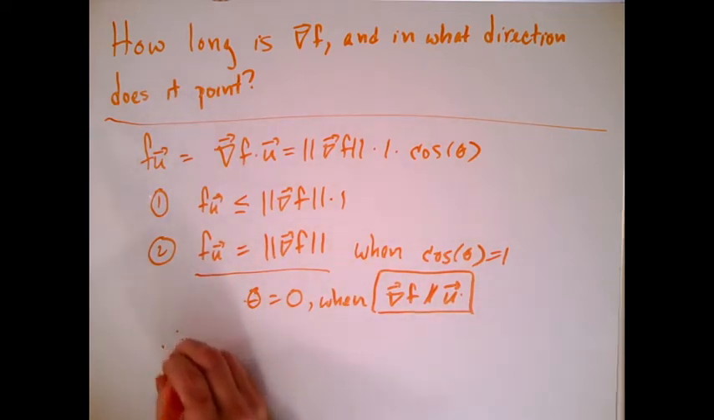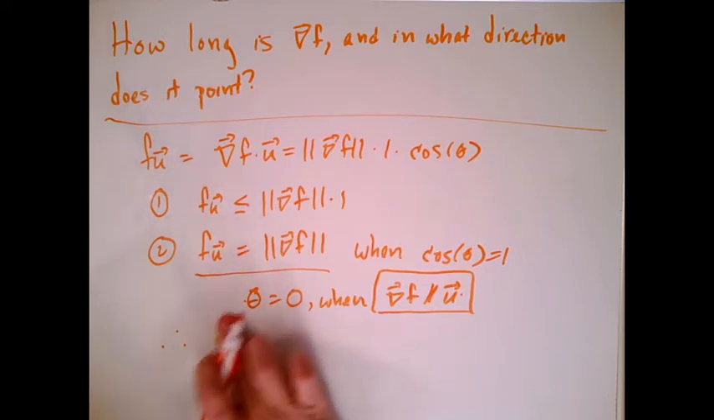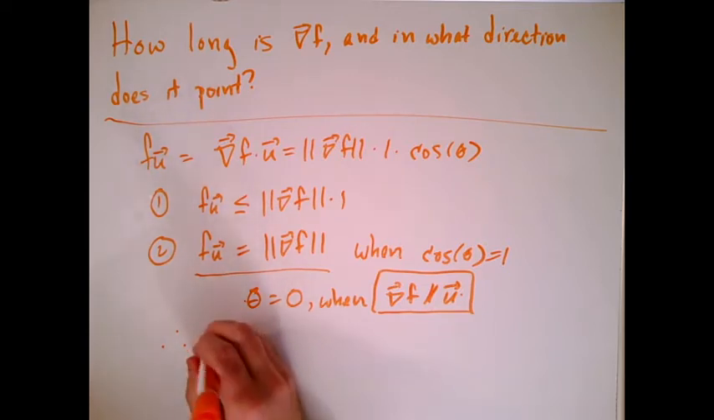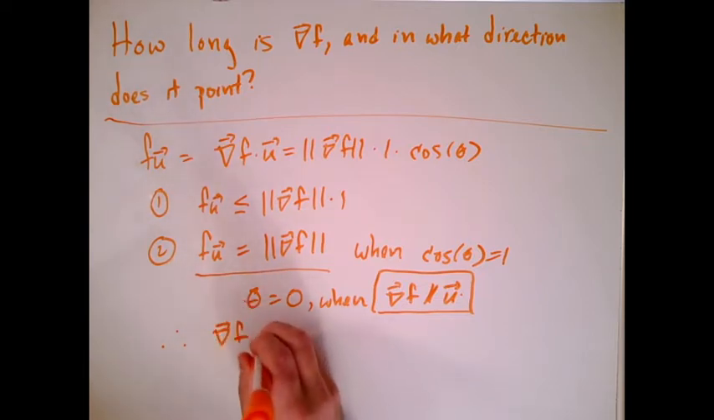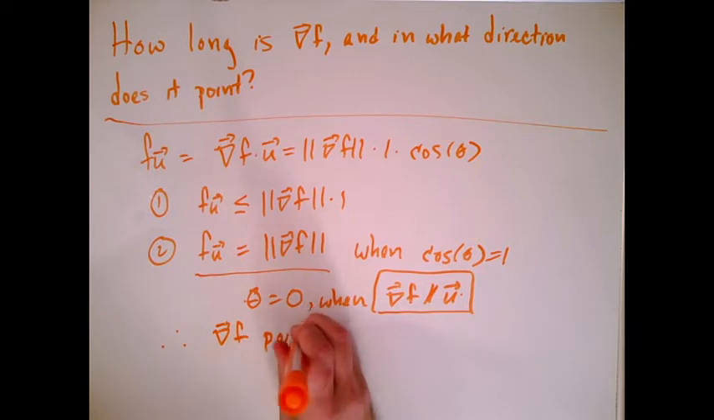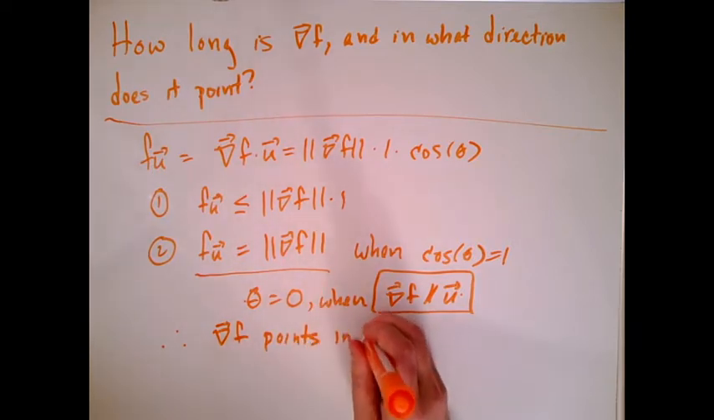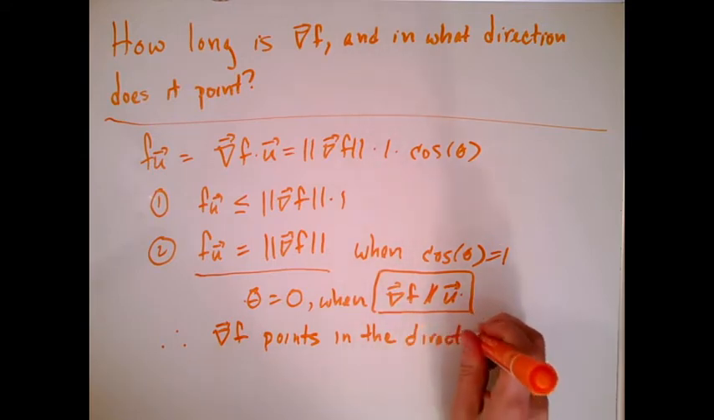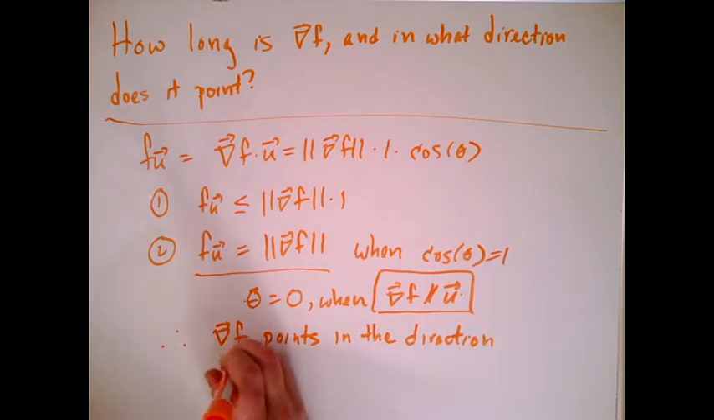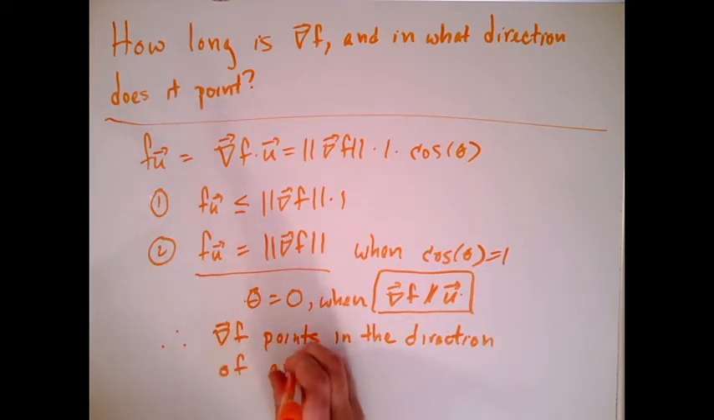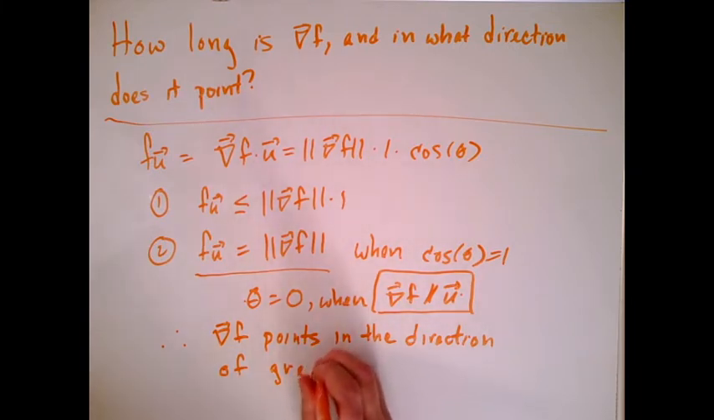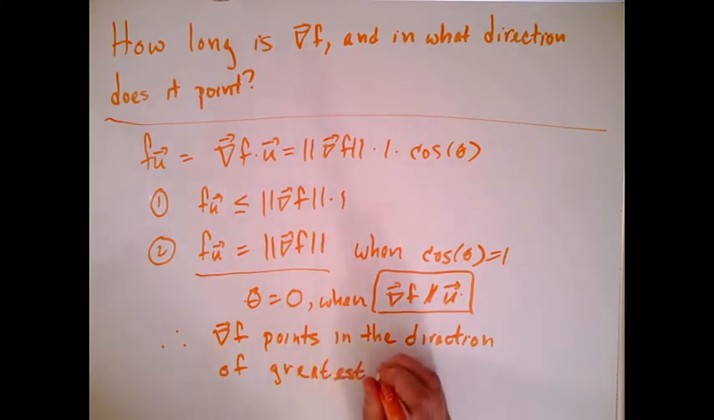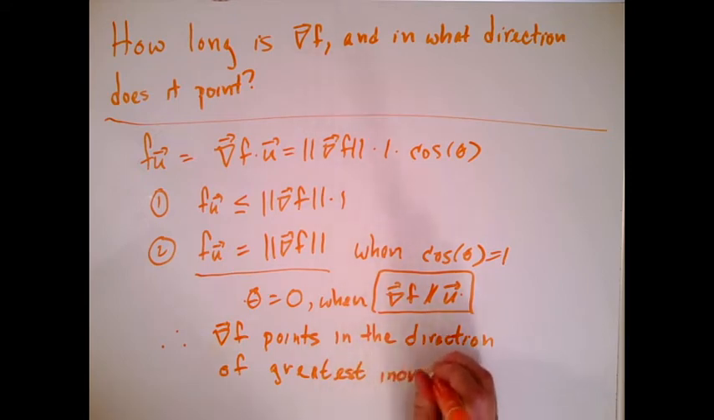So let's say this much: the gradient vector points in the direction of greatest increase, or fastest increase, however you want to phrase it. We'll look at a contour diagram in just a second, but we'd also like to know how long the gradient vector is.